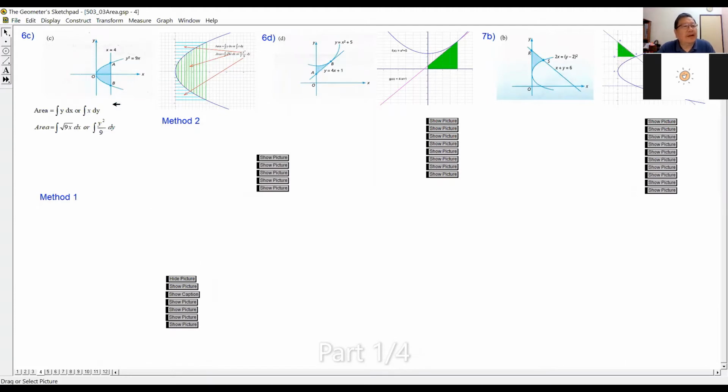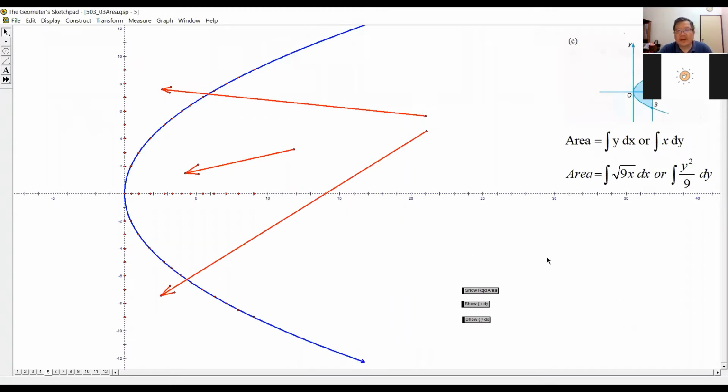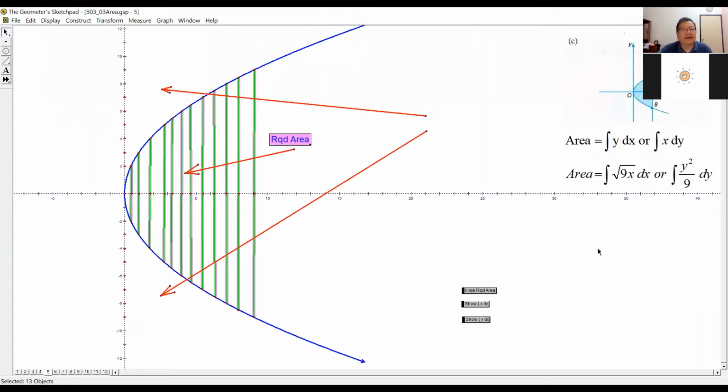So last week we learned about this question C. This is the area bounded by the curve and a straight line, and we would like to find this area, right? So I enlarge this place for you to see. Okay, there's a parabola here, and this green lines shaded the required area. This is the area required, right? So we want to find this green area.